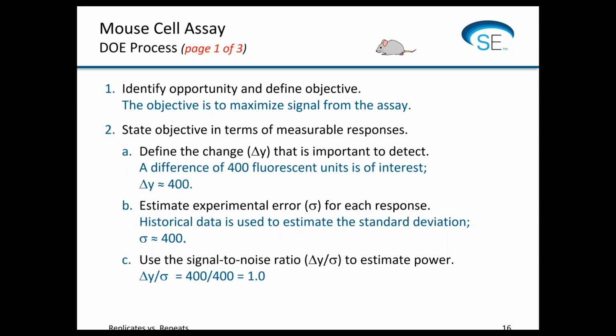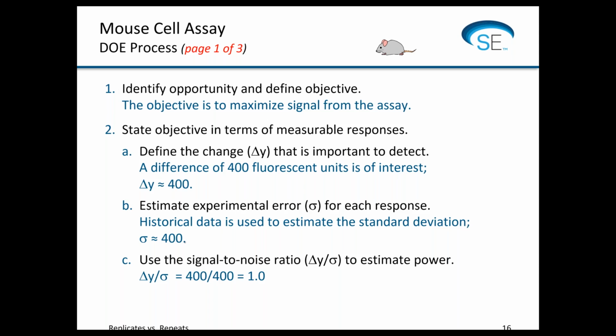So we go through our DOE process. We identify what the objective of our study is. Our objective is to maximize the signal from the assay. Then we have to state that objective in terms of a measurable response. Okay, so our measurable response is the change in the fluorescence. The fluorescence is our response we're measuring.